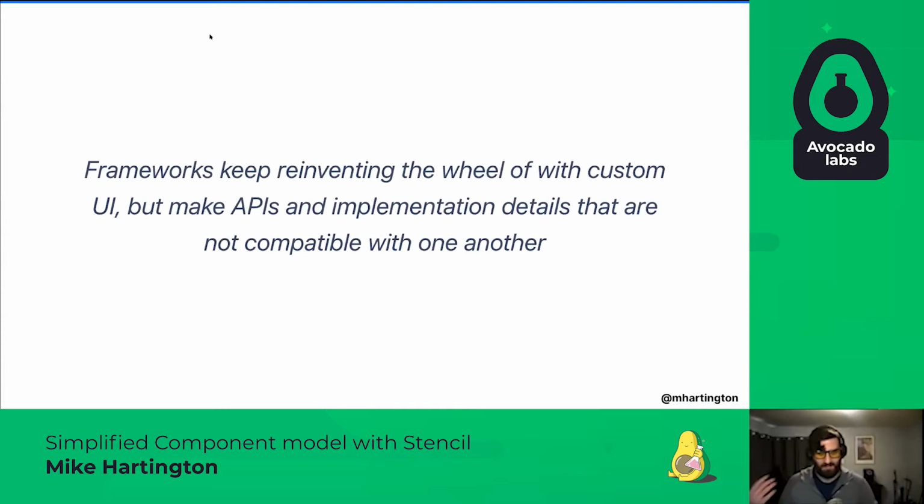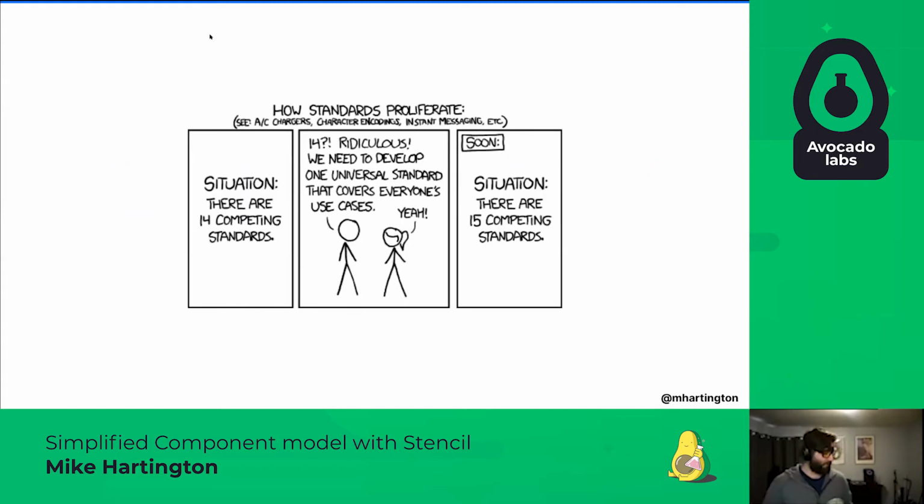So frameworks come out every other day that keep pushing this idea of having this component model, it's all great, but we are constantly working against our own best interests by creating them in an incompatible and non-interoperable way. If that's even a word, non-interoperable. So this is where we get our standard XKCD. There are 14 competing standards. What we need to do is develop one universal standard that covers every use case. Soon there are 15 competing standards.